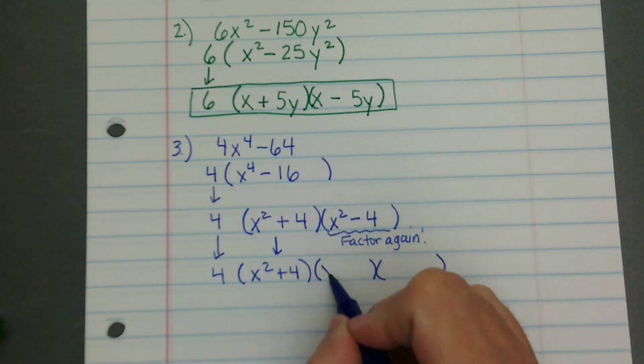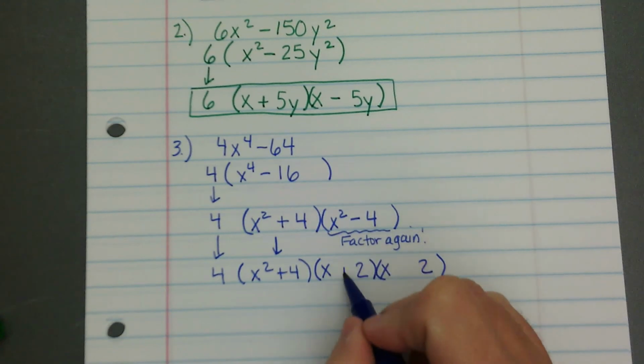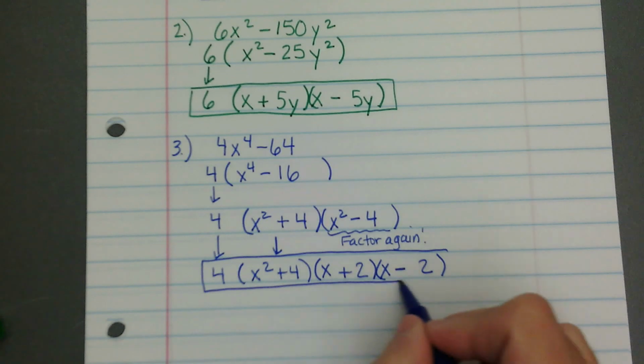And then you're going to separate these into x and x. Square root of 4 is 2 and 2. And of course, plus and minus. Here's your final answer to practice number 3.